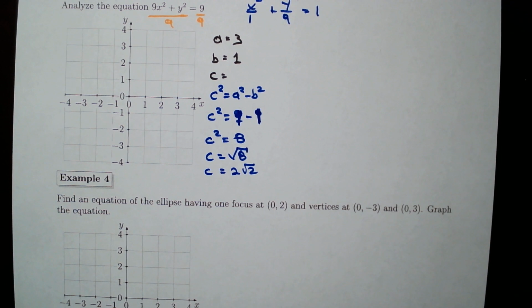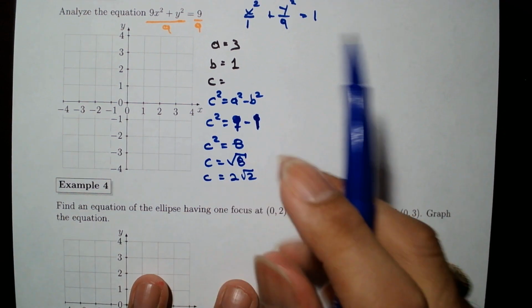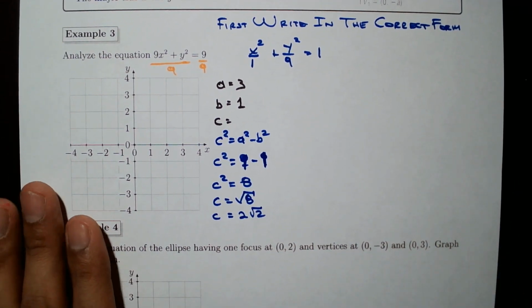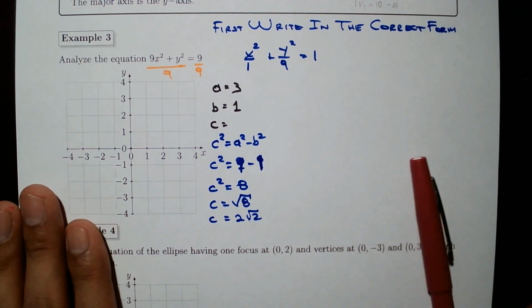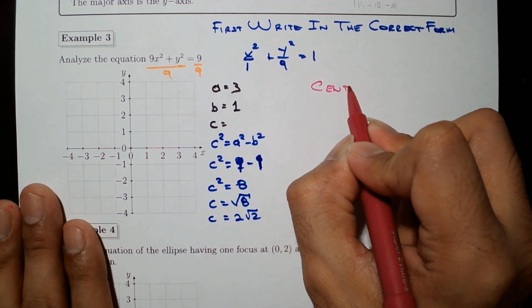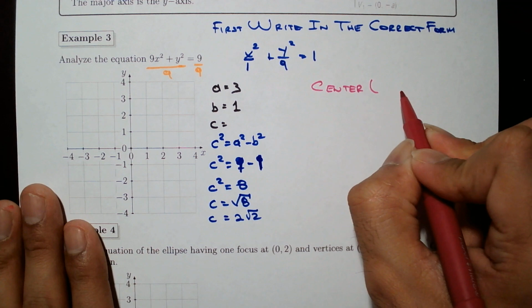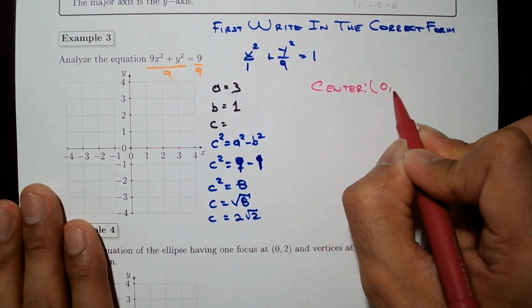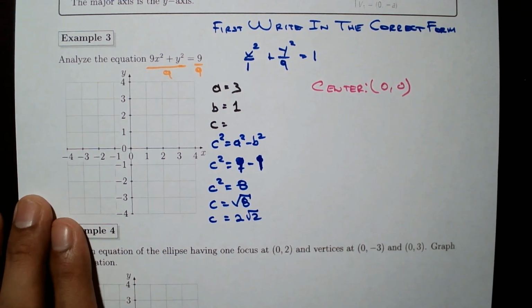All right, so we have pretty much everything here to graph and analyze the equation. Well, first of all, let's write down our center. So we are given that the center is the origin, 0, 0.